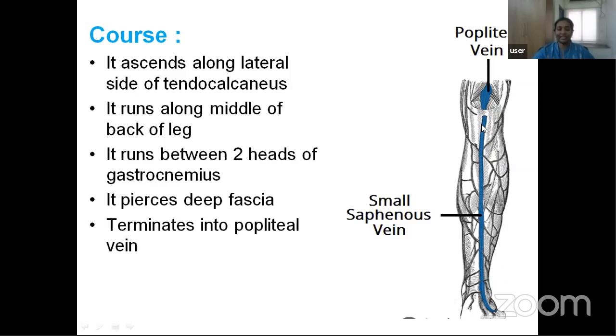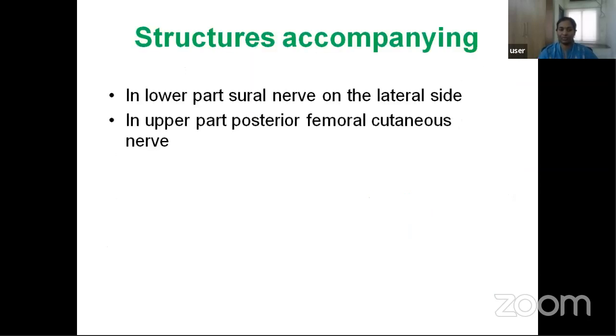In most cases it will be like that, but in very few cases it can extend, hardly 5 to 10%. But most of us will have the small saphenous vein terminating into the popliteal vein behind the knee region, within the popliteal fossa. And when it pierces the deep fascia, we don't have any special opening or any big marking for that. It just pierces the deep fascia and opens into the popliteal vein.